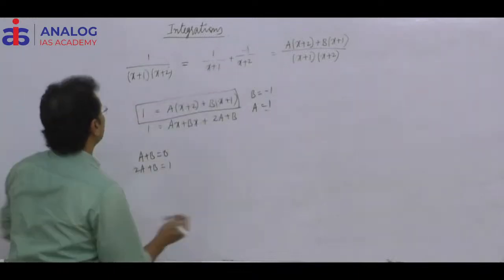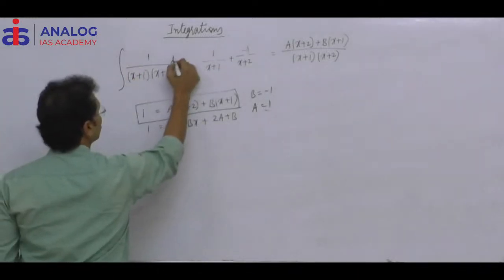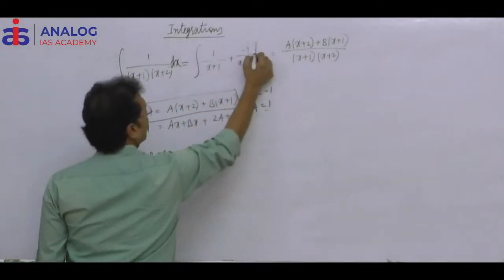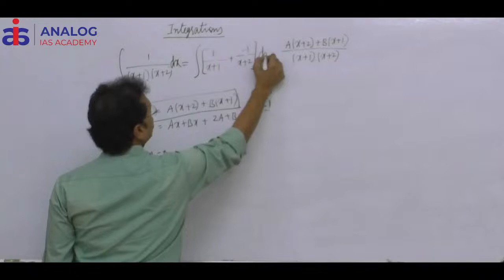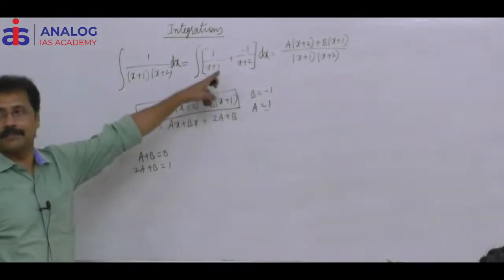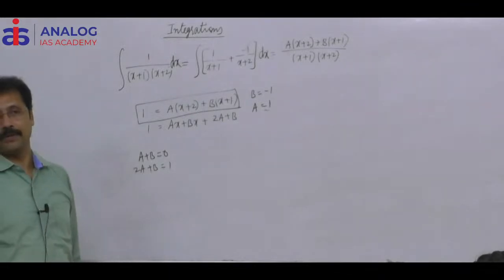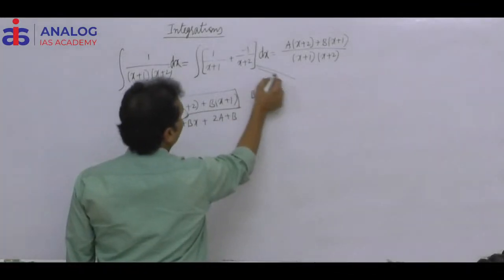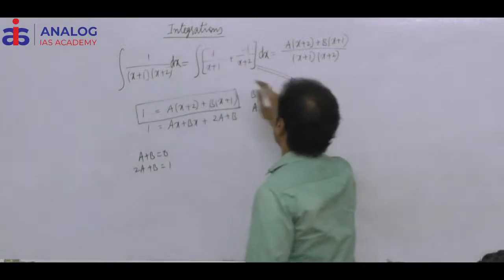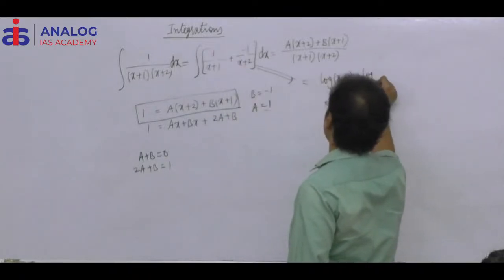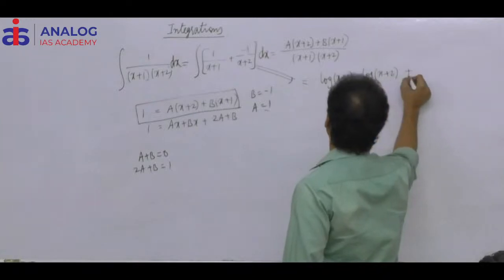For example, this is integral dx. So you will write integral dx. That's it. Directly you will write this step. You don't write any of these steps. Save your time always. Okay. Now from this, the integral would be obviously 1 by x plus 1 integral is log of x plus 1 minus log of x plus 2 plus c. That's it.